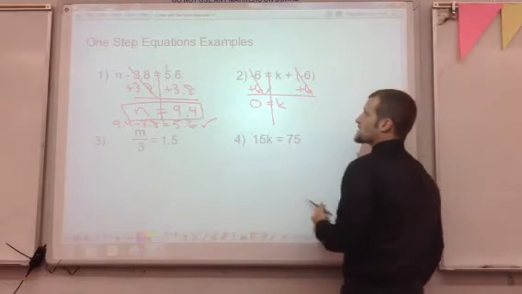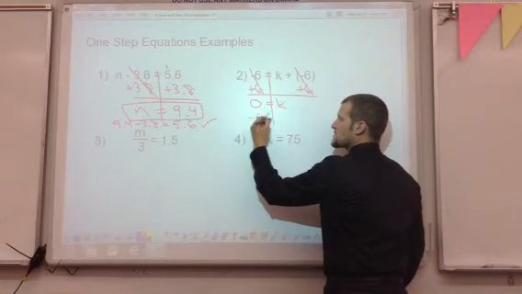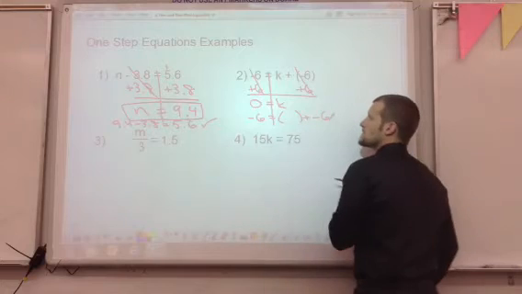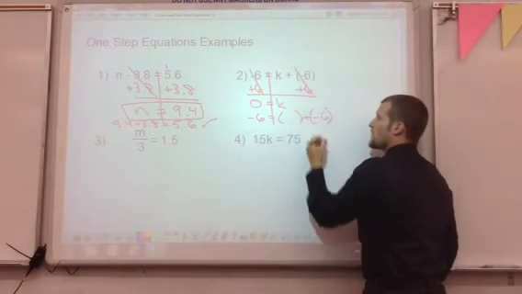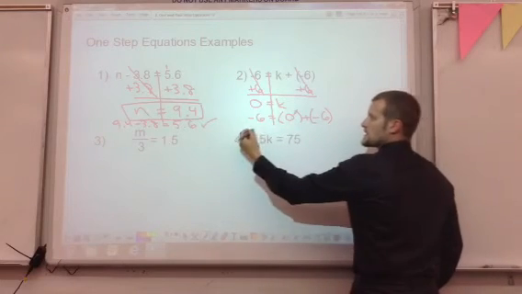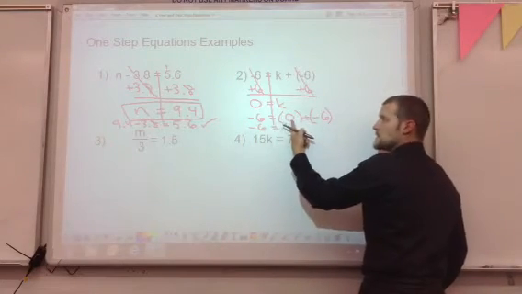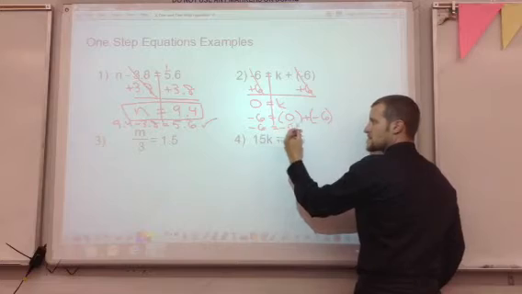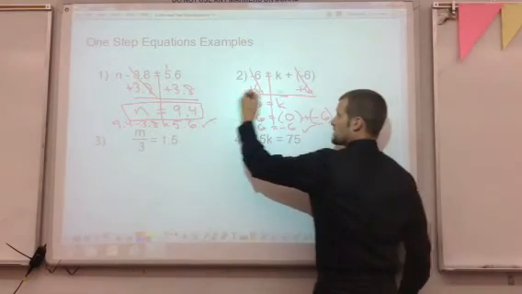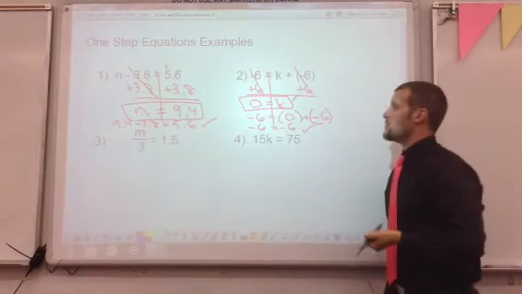Then I'm going to check my answer again. I started out with negative 6 equals k plus negative 6. k is 0, so I'll put that in here. And this is negative 6 equals 0 plus negative 6 makes negative 6. It checks out. We're good. I know my answer is correct, and so I can move on.